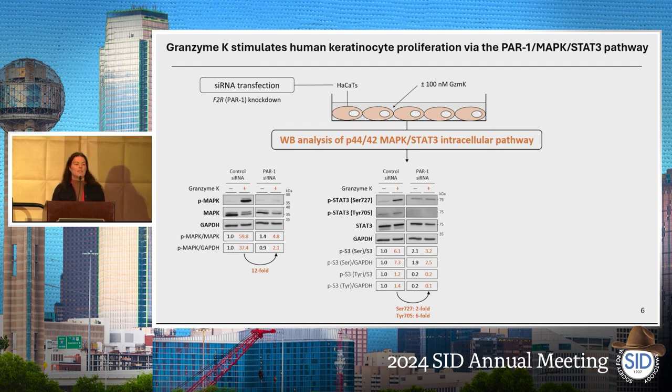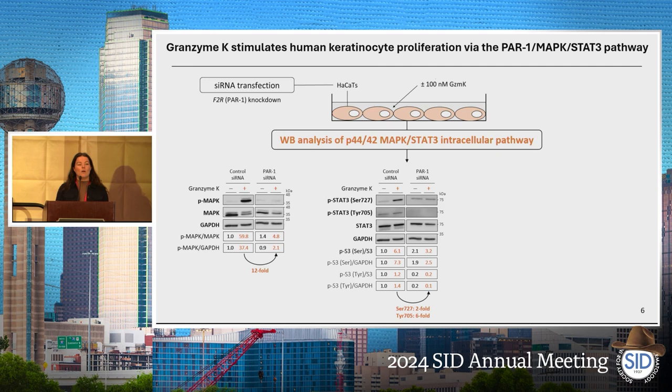Now we were interested in seeing what the downstream intracellular signaling pathway might be involved. In particular, we are interested in looking at MAP kinase and STAT3 phosphorylation, as both of these have been implicated in keratinocyte proliferation in the context of psoriasis, and we know from previous work that GzmK cleavage and activation of PAR1 can induce the phosphorylation of p44/42 MAP kinase. And what we see, again, in the keratinocytes in which PAR1 is not affected, is that Granzyme K is able to phosphorylate p44/42 MAPK as well as STAT3, as measured over the total forms of the protein.